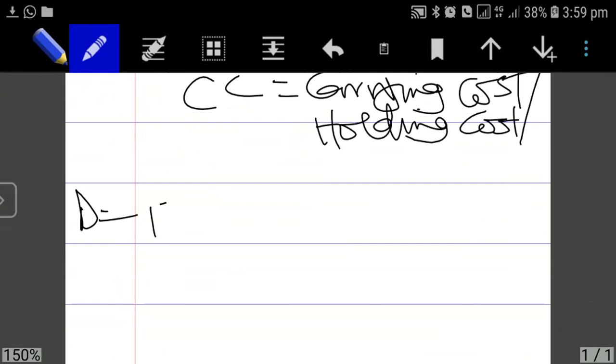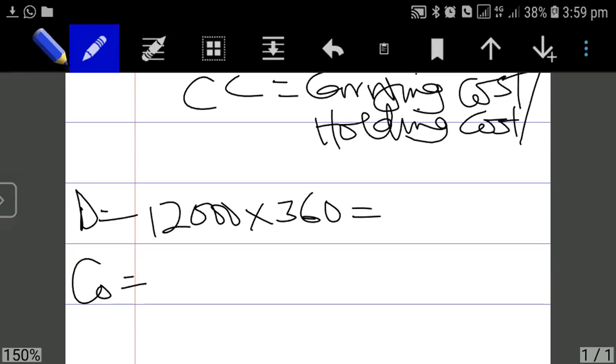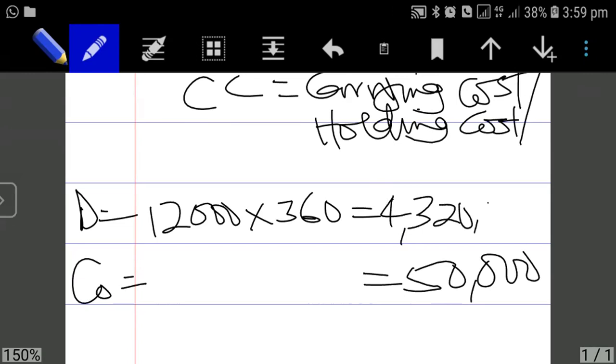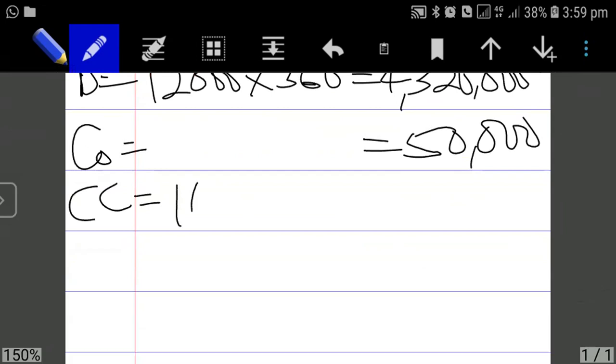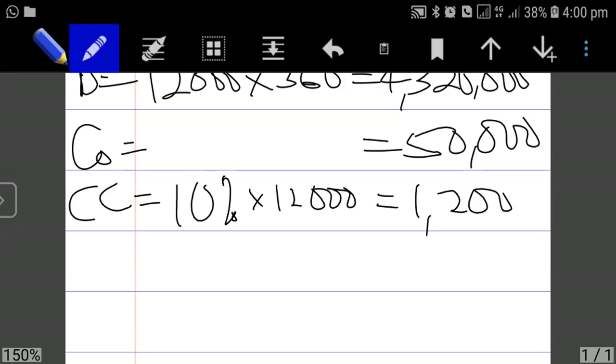Annual demand is 12,000 multiplied by 360 per year. It will cost us 50,000 naira to order. 12,000 times 360, punch your calculator. This will give us 4,320,000. After our ordering cost, we now have our carrying cost, or holding cost, and that is 10% of 12,000. This will give us 1,200. The problem is solved.